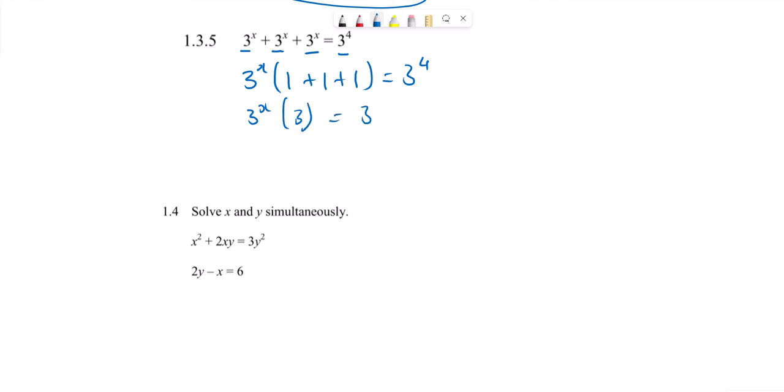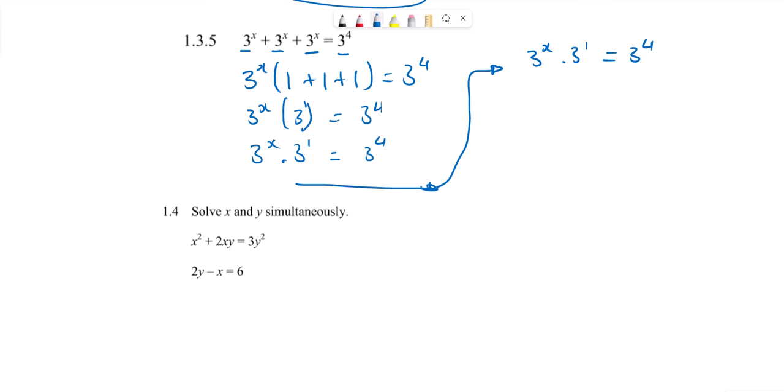I'm kidding. I'm checking if you're still awake. But we know that this is 3 to the 1, right? So 3 to the x times 3 to the 1 is the same as 3 to the 4. Okay, let me continue from here. Let me just repeat: 3 to the x times 3 to the 1 is equal to 3 to the 4. Sorry about that.